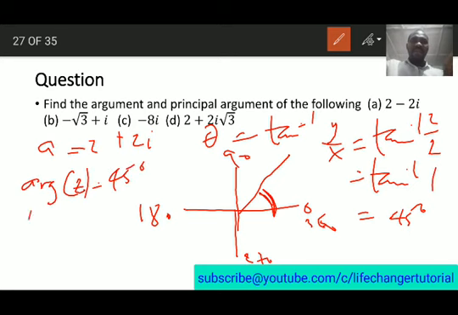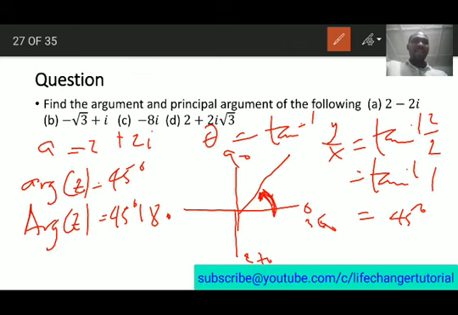Now, amazingly, the principal argument is also 45 degrees. Why? Because that 45 degrees is actually less than 180 and greater than minus 180. The good thing about the principal argument is that it can be positive or negative. I can count the principal argument either clockwise or anticlockwise. I'm going to show you that with many of these examples.